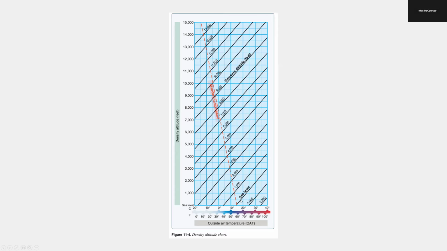So in this scenario, we would have our temperature and we'd also have our pressure altitude. We'd go over to our temperature, then we'd go up to the slanted line that represents our pressure altitude. Let's say it's 3,000 today. You go straight over and you'll get your density altitude.